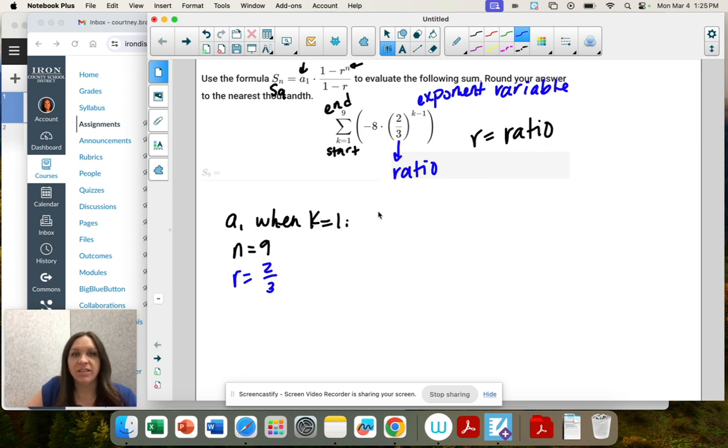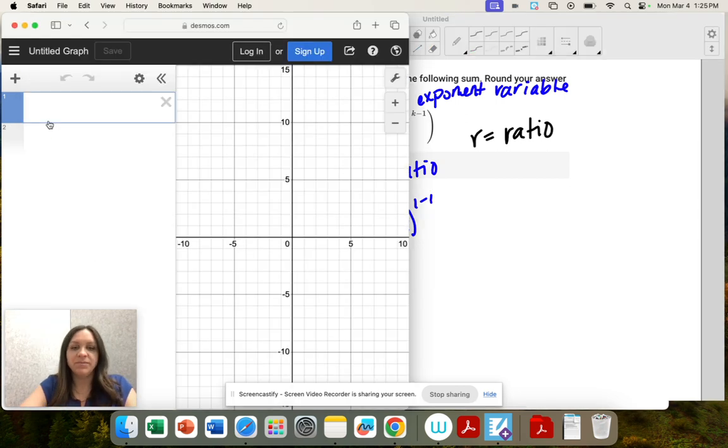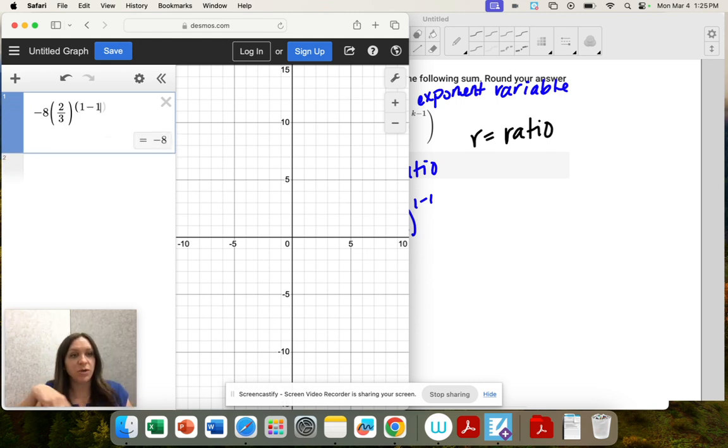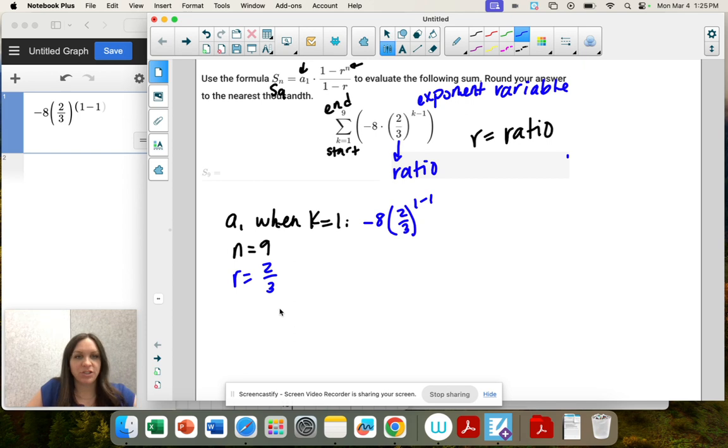Let's find a sub 1. So we're going to put in 1 for k. Oops, that should be 1 minus 1. So -8 times 2/3 to the power of, and I'm using parentheses because I have two numbers, -8. So because this is 0, it's just -8.